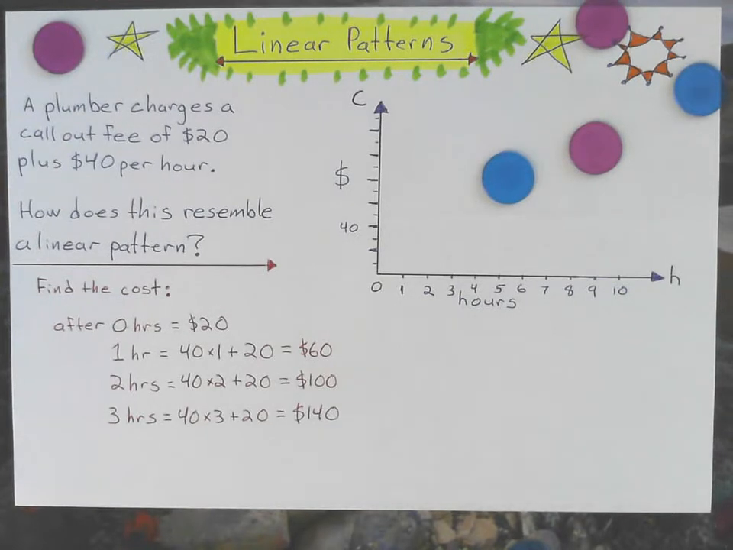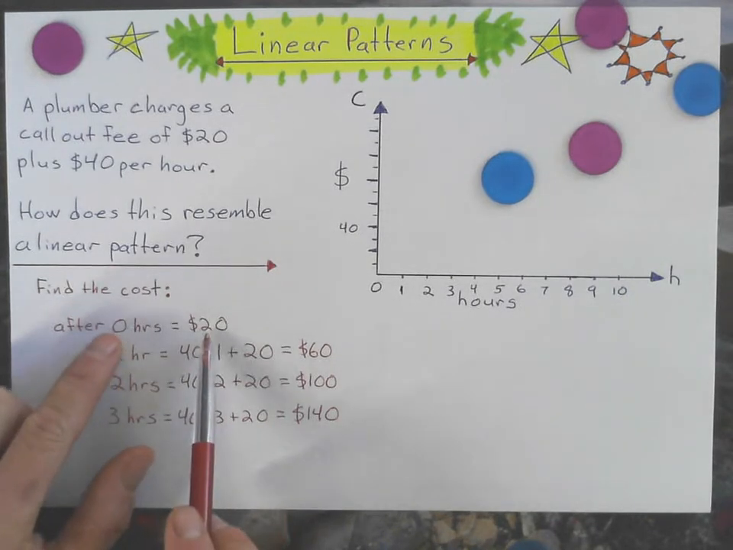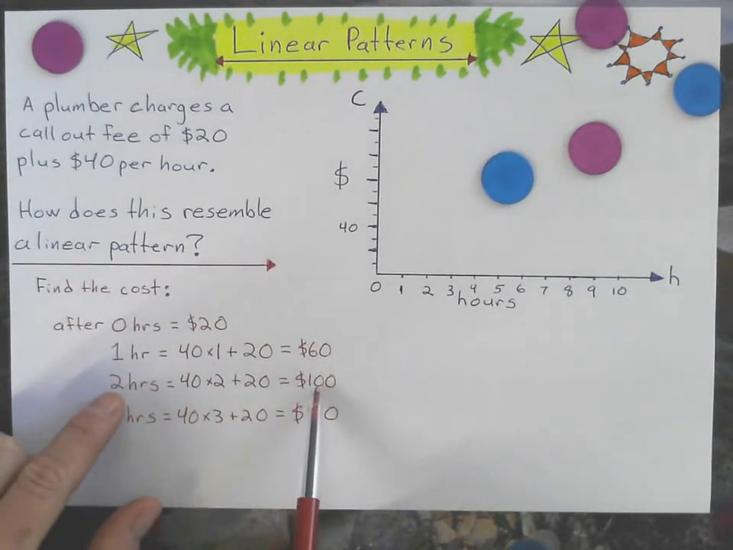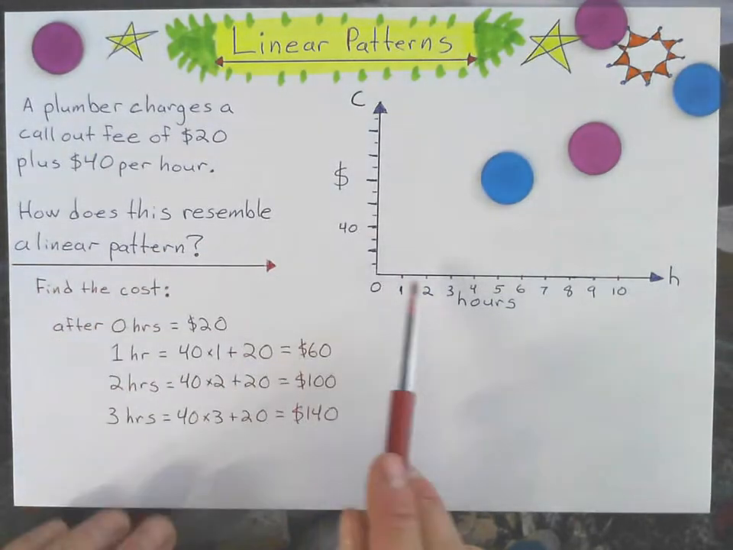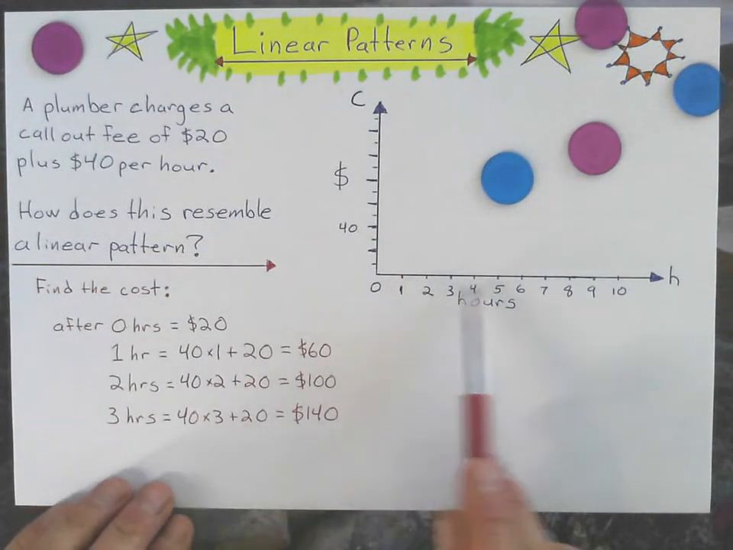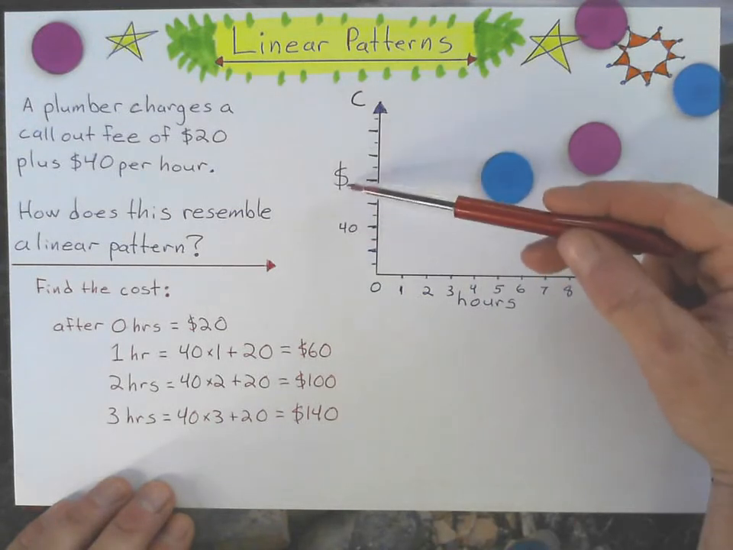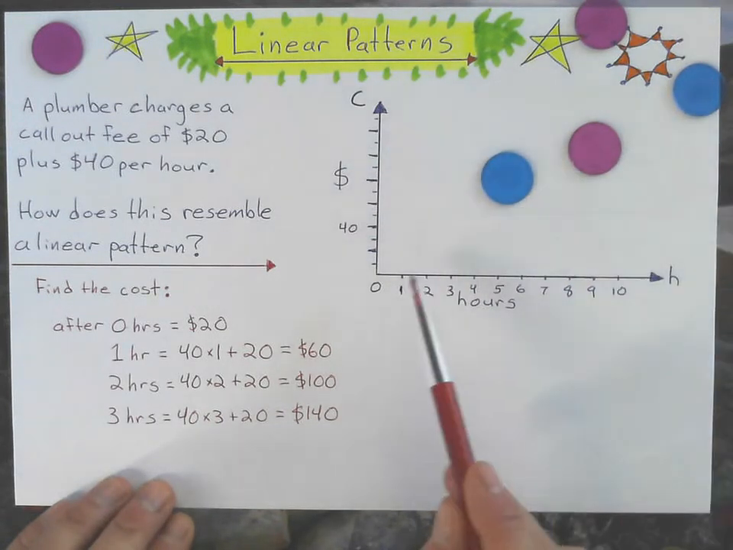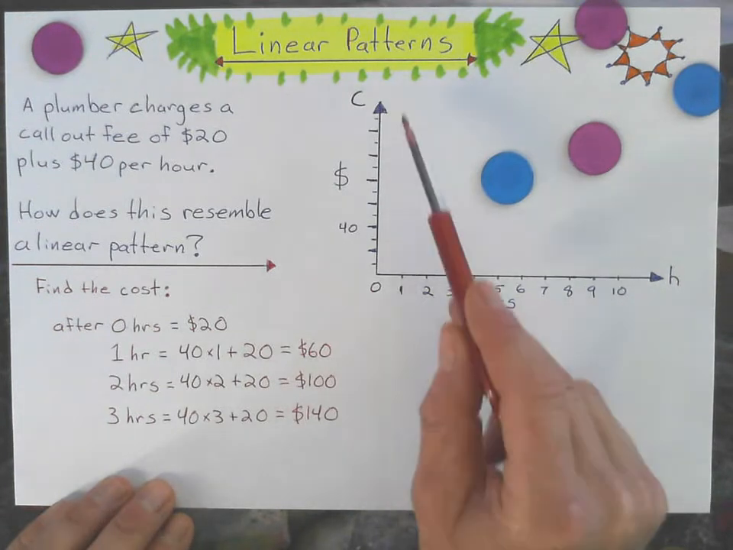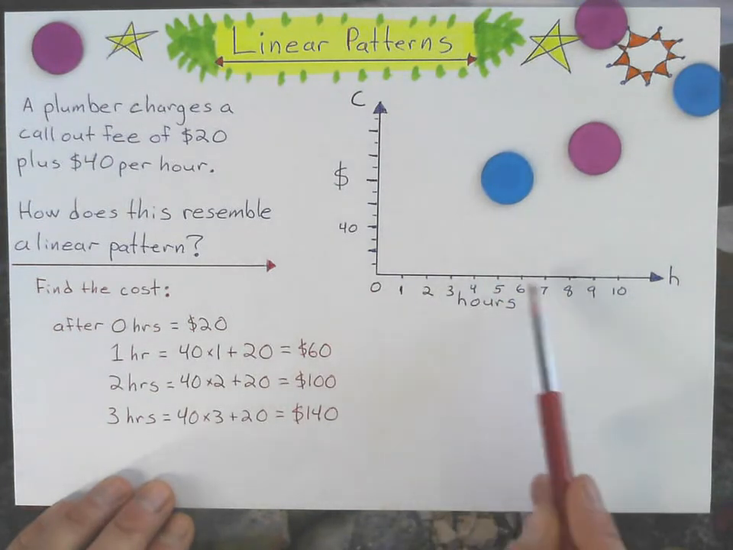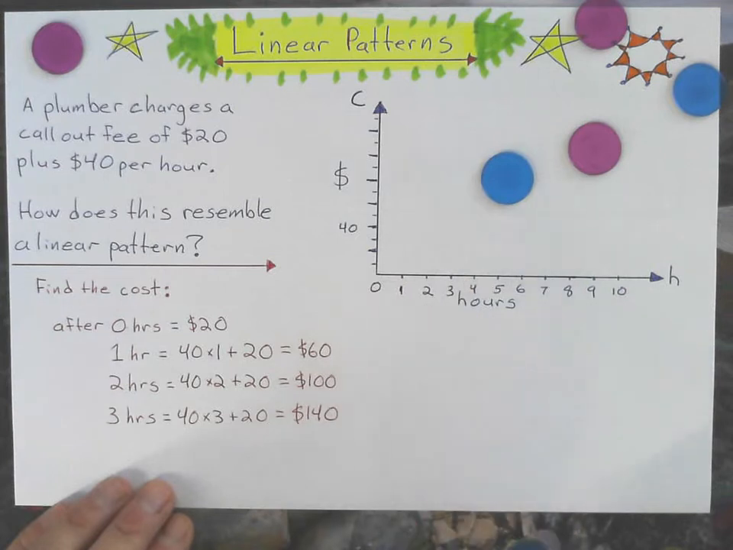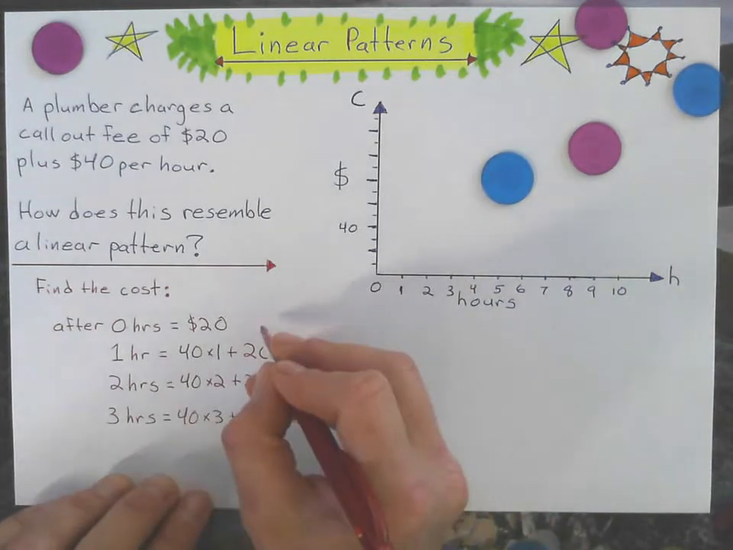Alright? So now what we're going to do is look at these values, comparing the number of hours and the cost, and we're going to plot them on a graph where the horizontal axis is hours and the vertical axis will be my cost in dollars. Alright, so I've got my axes labeled and I've got them in equal intervals and it's all ready to go. So let's plot this first one here.